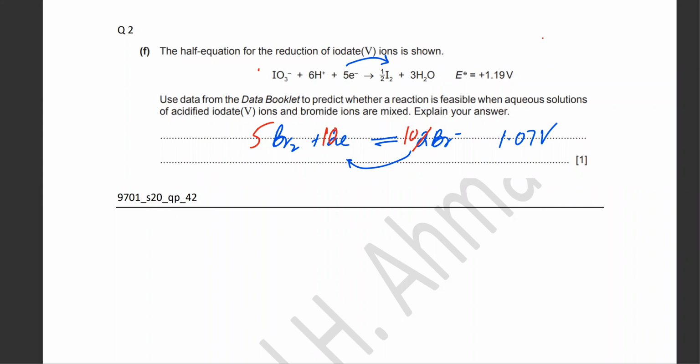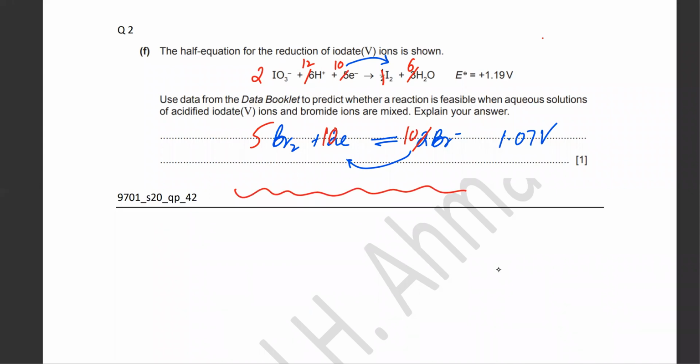And the top one needs to be multiplied by 2. So this becomes 12. This becomes 10. This becomes 1. This becomes 6. So I need to make the electrons equal. So I've multiplied both equations by a certain number, and I'm going to add up the reactants and products.